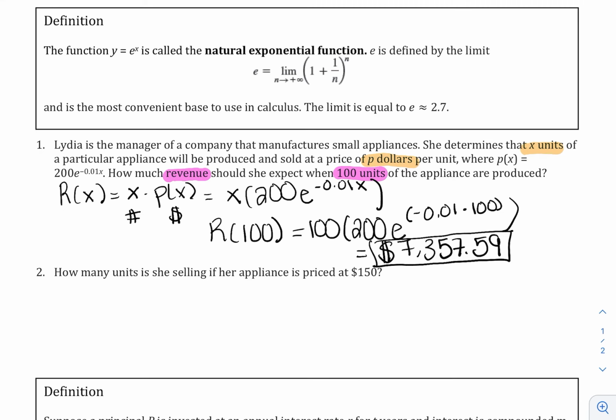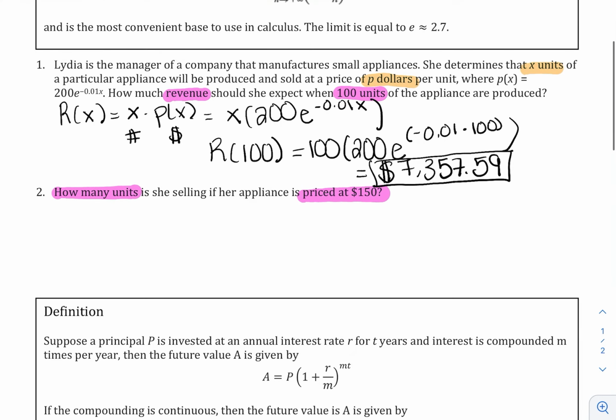Okay, let's take a look at another one. Same problem, different question asked. How many units is she selling if her appliance is priced at $150? So they're telling you that it's priced at $150 and they're asking you how many units. So now what we're doing is we're looking for x, and we're given that p of x is $150. So we're not talking revenue anymore. We're back to the price function. So we know the price is $150 and we're looking for x.